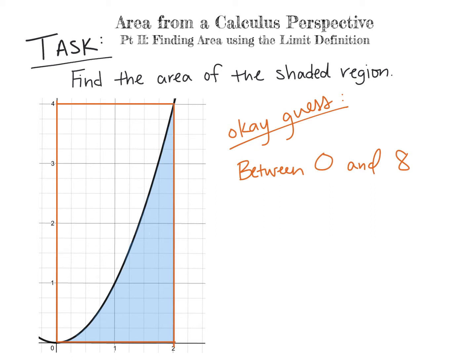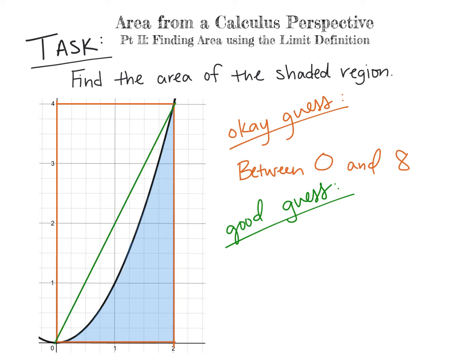Do you see a way in which we could again use geometry, the area of a shape that we can easily draw, in order to narrow our guess down even more? I see a way that we could go from an okay guess to a better guess. The way that we can do that is we can sketch the diagonal of this rectangle in order to create a right triangle.